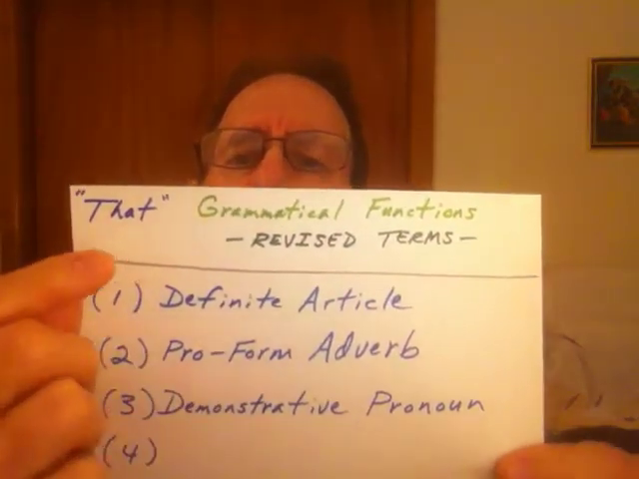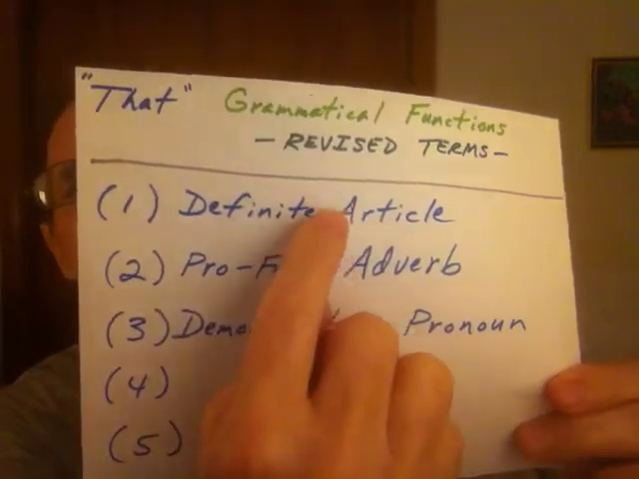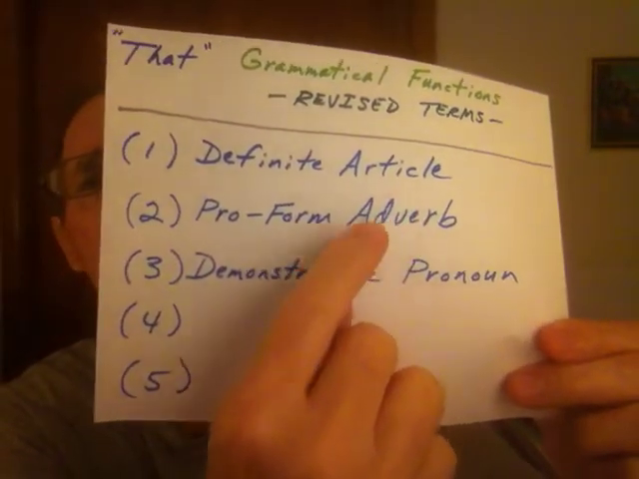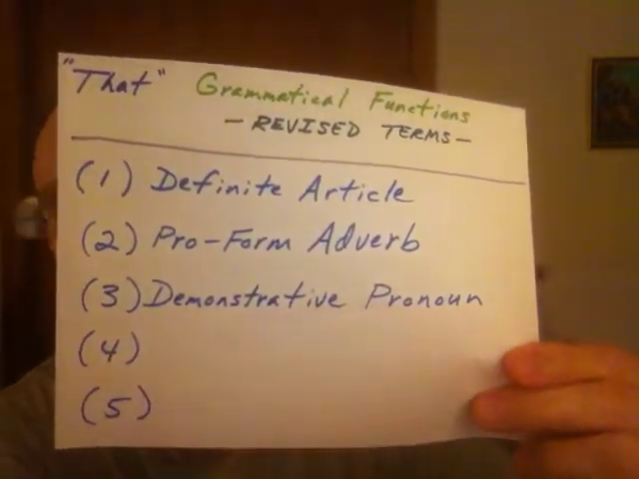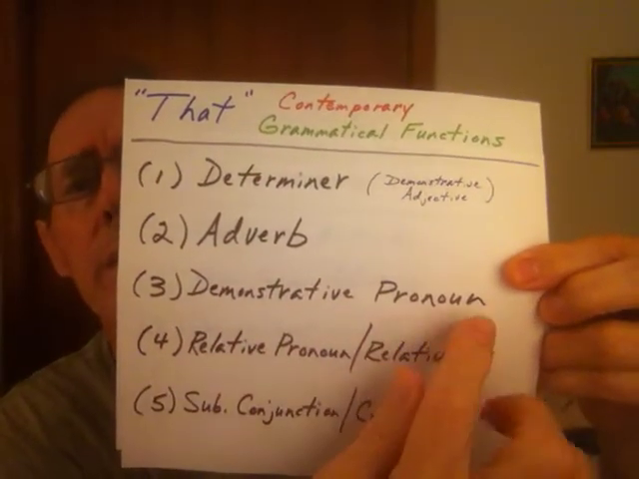Now, I've taken those functions and I've revised the terms, okay? I consider the first function to be that of a definite article, and the second function to be that of a pro-form adverb. I talked about that. Now today we're going to talk about the function of that as a demonstrative pronoun. And if you look at the contemporary list, you'll see that they also call it a demonstrative pronoun. So this is the one grammatical function for the word that in which I agree with contemporary and traditional terms, okay?